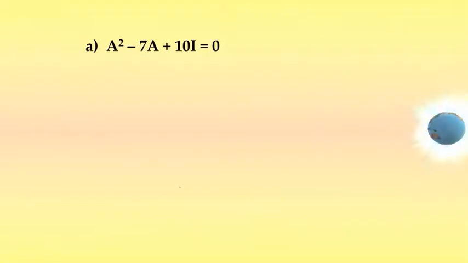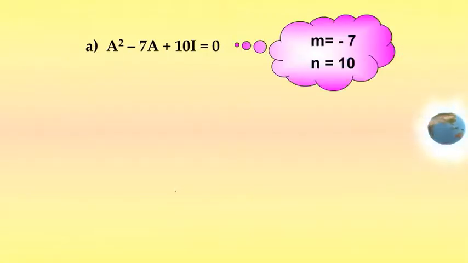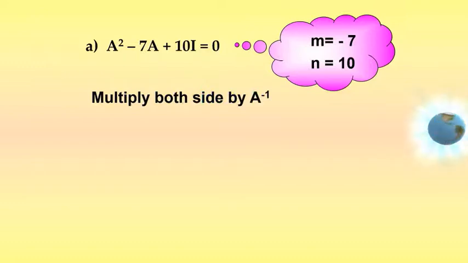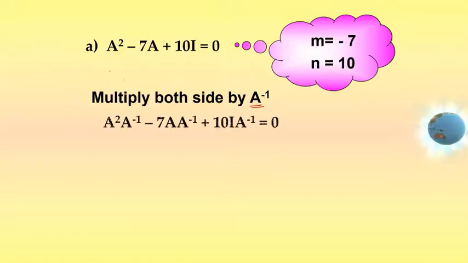Okay, second question. Now we have a complete statement. A squared minus 7A plus 10I equals 0. So we want to find the inverse. It means that by multiplying both sides with A inverse, we can get this statement, all of this.